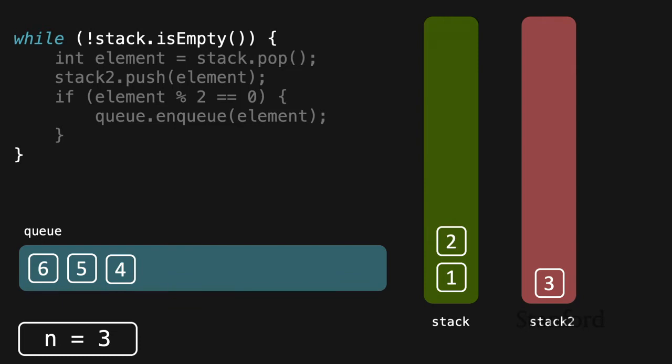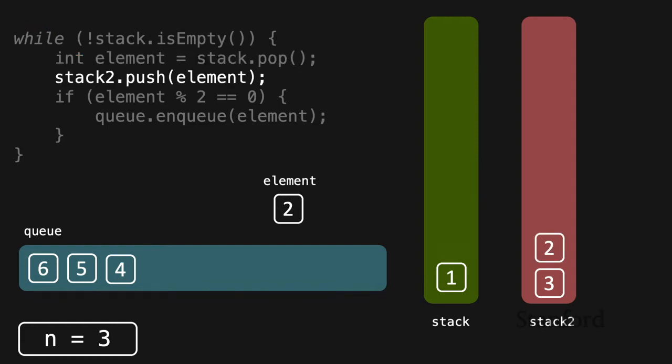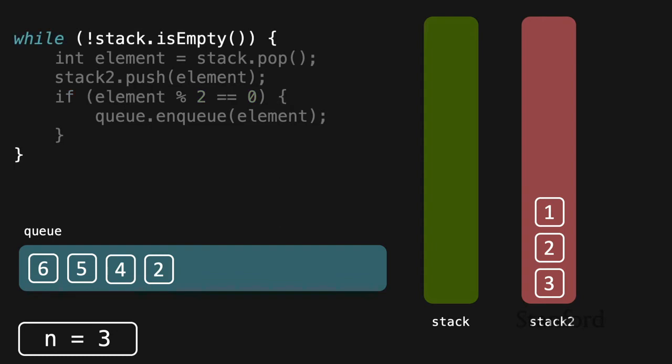All right, let's try to trace through one more iteration. So we pop, we push the element. But now, because this next element 2 is divisible by 2, we push it into the queue. Okay? All right, and then since it's something similar, let's just quickly go through it. We pop the element out, we push the element into stack 2, and then it's not divisible by 2, so we skip that. Okay? How are we doing so far? Okay.